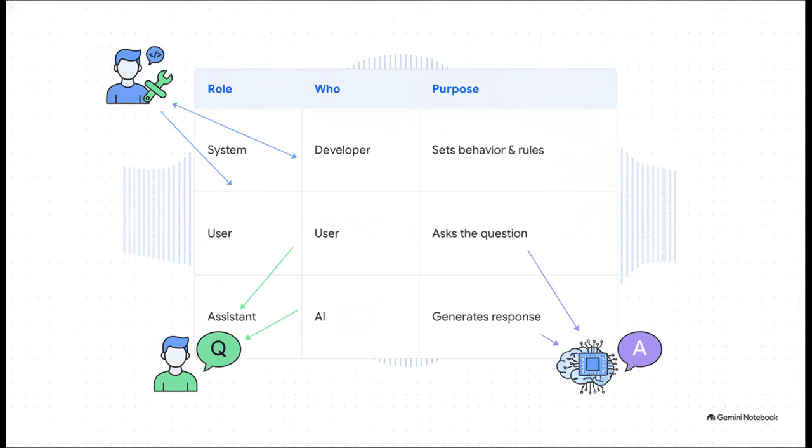Behind the scenes, this messages array relies on 3 interacting roles. The system role, like we just discussed, is the developer talking, setting the rules completely invisibly to the end user. Then there's the user role, which is the person actually using the app and asking the question. And finally, the assistant role, which is the AI model's generated response.